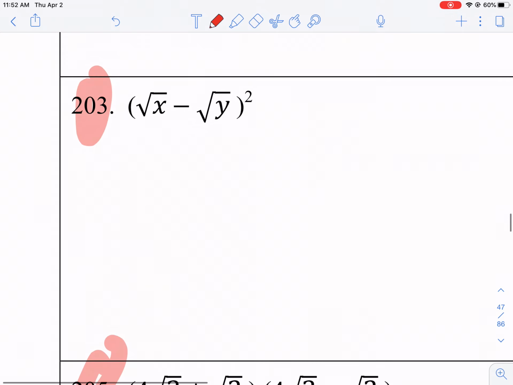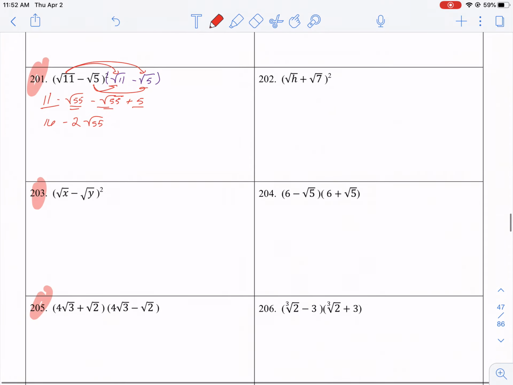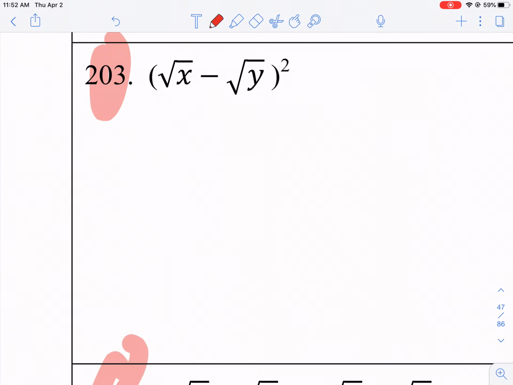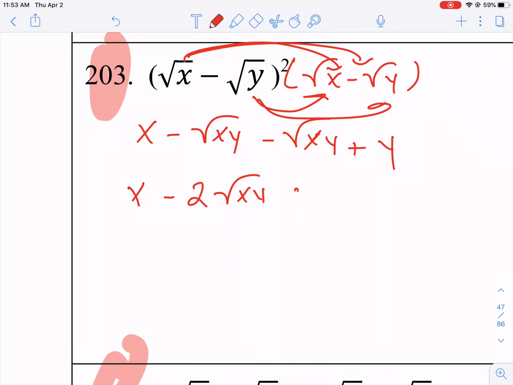Okay, same thing here with 203. Yeah, all right, we'll go ahead and do this one. Why not? So I'm just going to add another square root of x minus square root of y and multiply them out. Square root of x times square root of x is just x. Square root of x times a negative is a negative square root of xy. Another negative square root of xy. And then plus just y. So now I have x minus 2 square roots of xy plus y. And again, order does not matter.